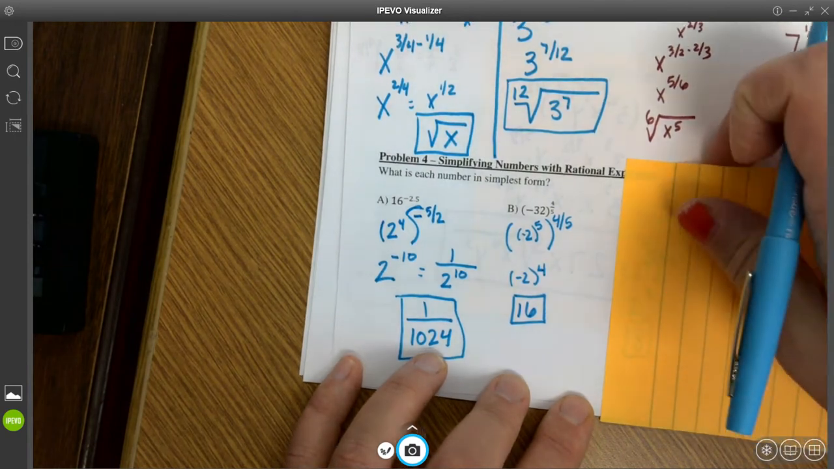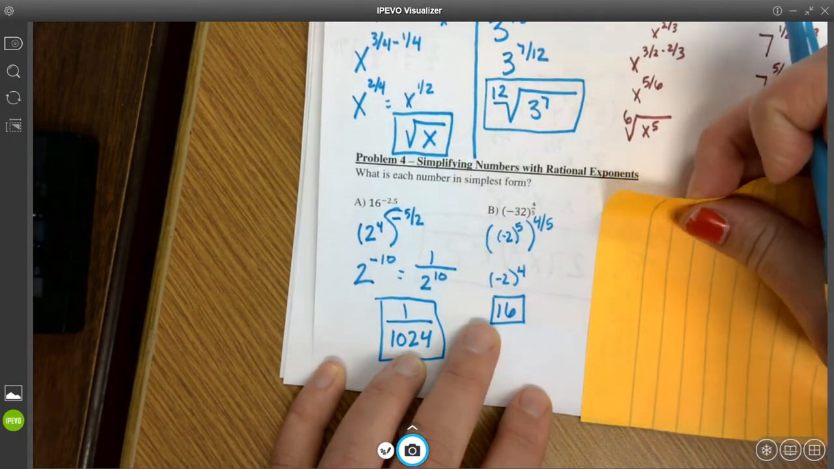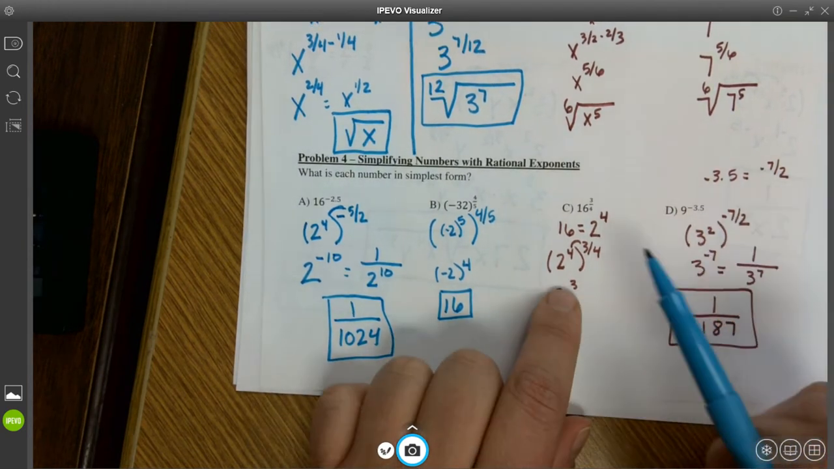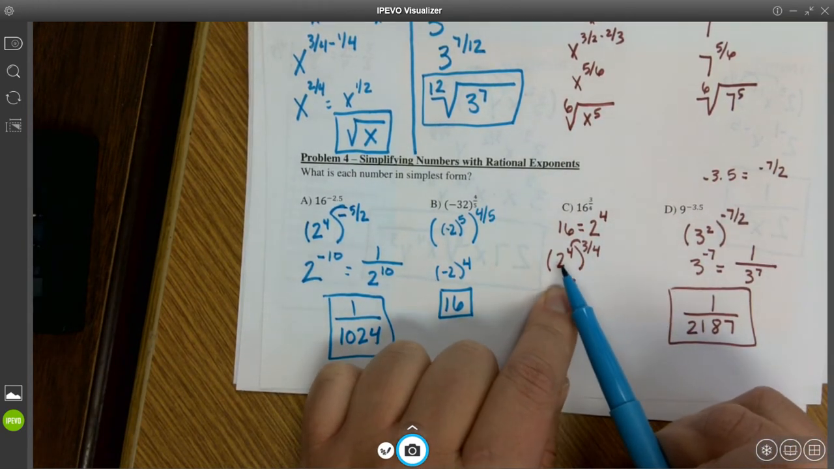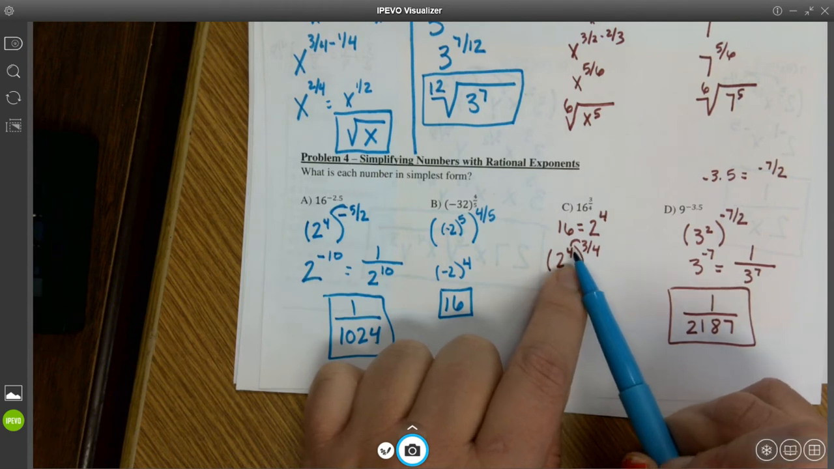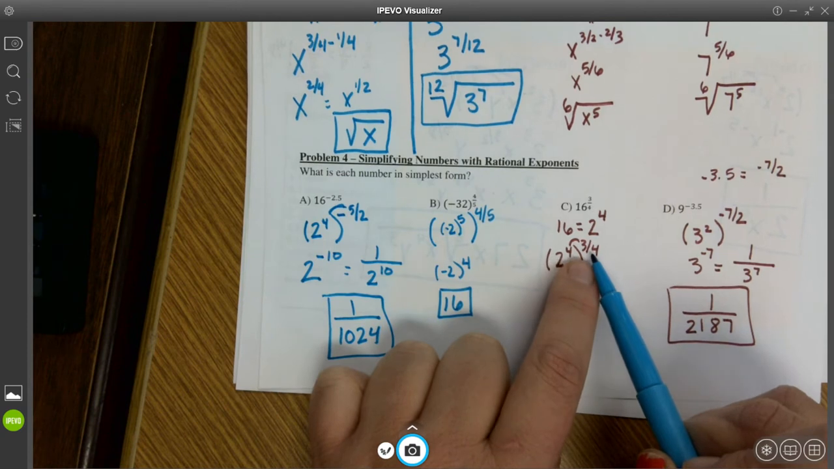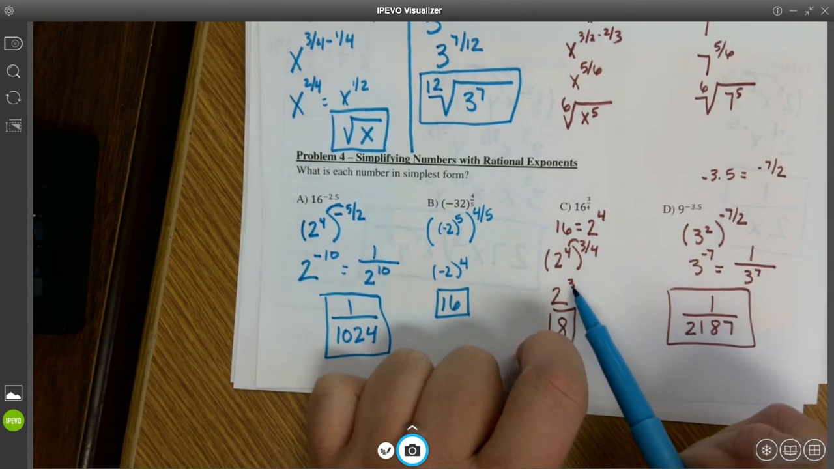Pause and try to do the next two by yourself. Pause. Unpause. 16 is 2 to the 4th. So instead of writing 16, I write 2 to the 4th. Power to a power, so that's 3/4. So this is still 16 raised to the 3/4 power. Power to a power, I multiply.